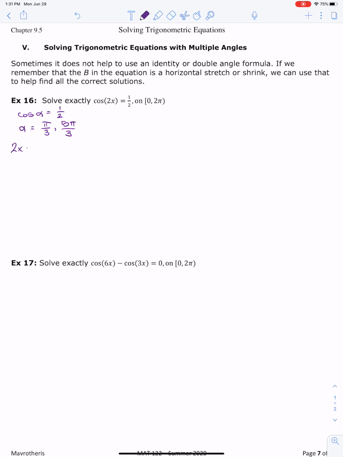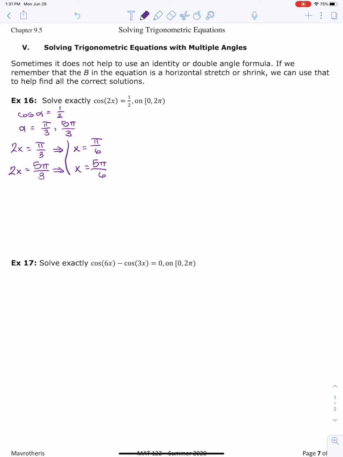So alpha was really 2x. So I can go 2x equals pi over 3, divide both sides by 2 so I can solve for x. I get x equals pi over 6. I get 2x equals 5 pi over 3. Again, I'm going to divide both sides by 2. I get x equals 5 pi over 6.